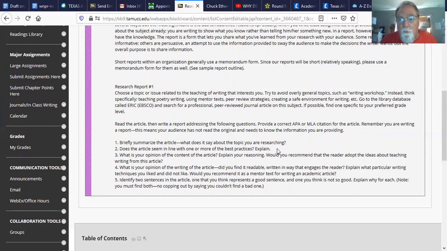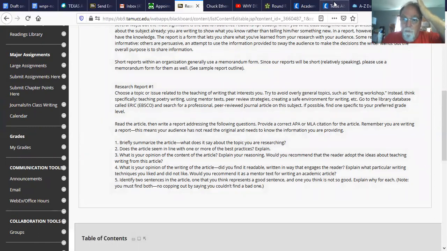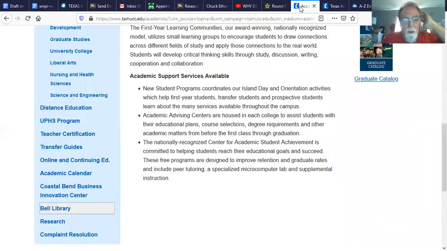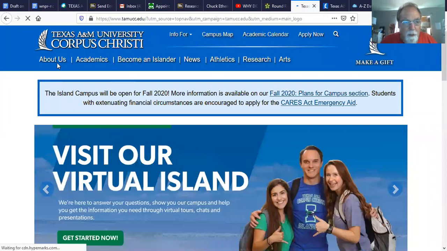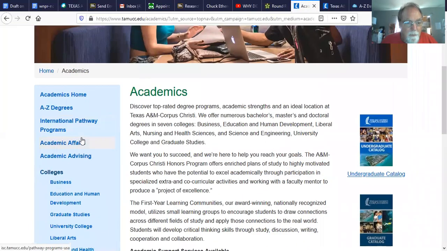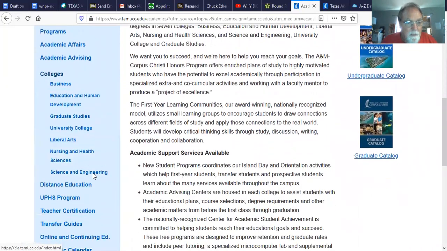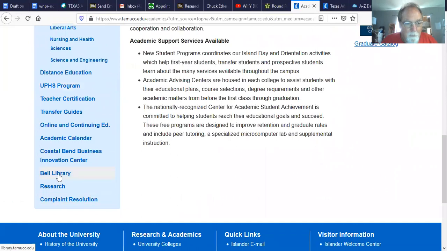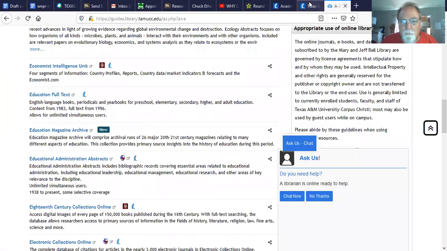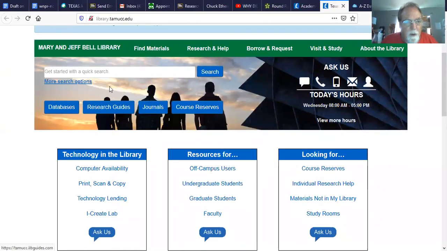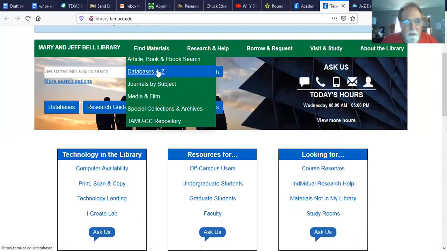So the first thing you've got to do is find an article. What we're going to do is get on the university's homepage, and I'll show you how to find it there. You go to academics, and you get this page, and it says the Bell Library, or library if you're from the part of West Texas I'm from. You click on the Bell Library, and you have choices: find materials, databases, articles, books, ebook searches.